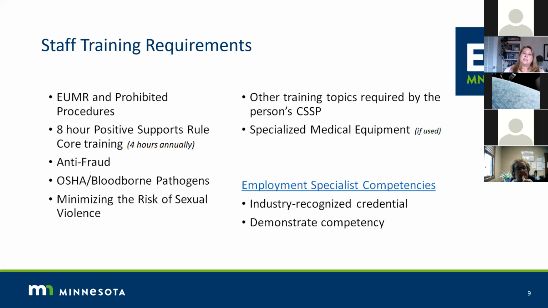Any other training that the CSSP has indicated, so maybe someone who uses sign language to communicate, then staff probably should be fluent in sign language or be trained in that way. It could be a topic that maybe the person has a diagnosis of autism and the case manager is asking that all staff that work with that person have some formal training around autism and understanding what that is. So some additions can be written in there. And then any specialized medical equipment, if it's your responsibility to support with that, you need to have training on that medical equipment. So those are the 245D requirements, all required within that 60 days of hire of your staff.